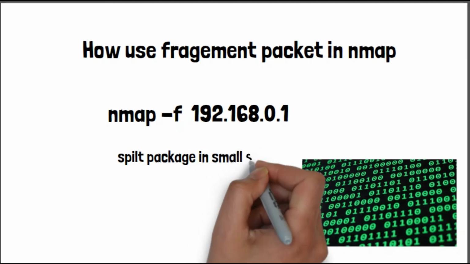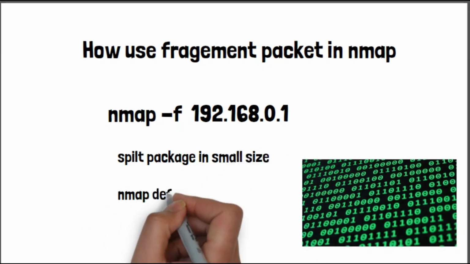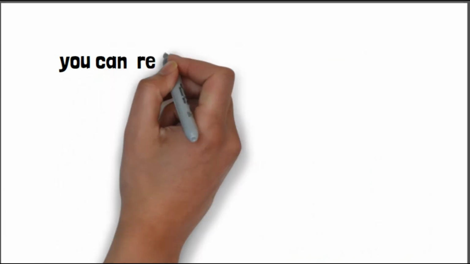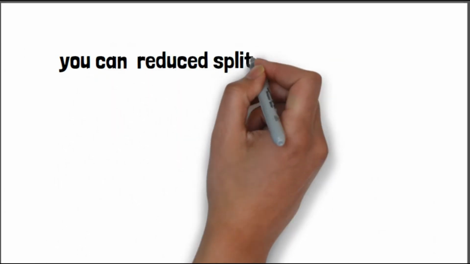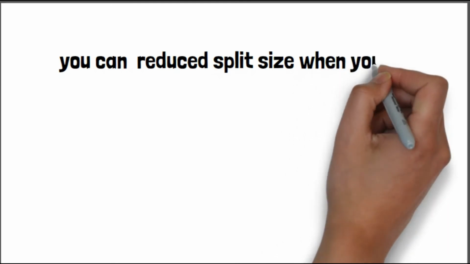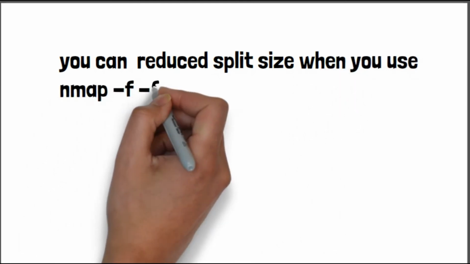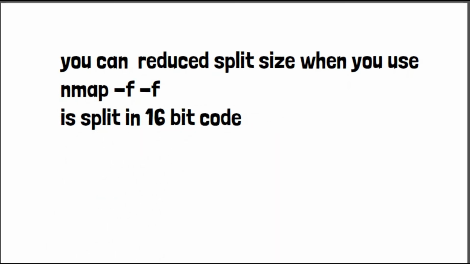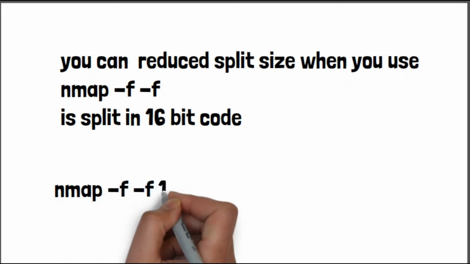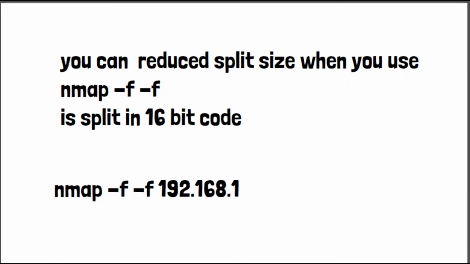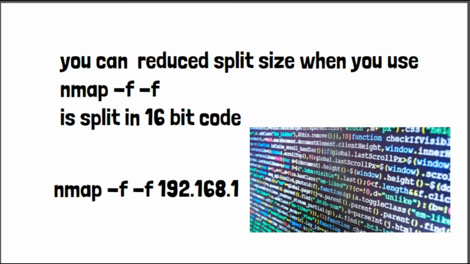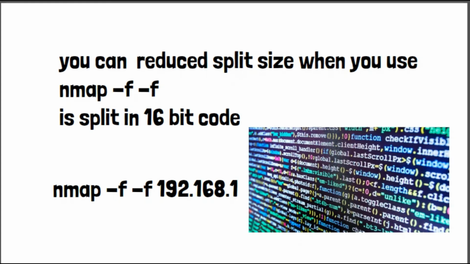It splits the packages into small sizes. Nmap by default splits into 8 pieces, 8 bytes. You can reduce the split size by using -f -f, which splits into 16 bytes because it's reducing the splitting size of the packages.